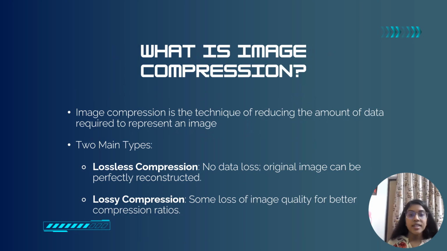Now, what is image compression? Image compression is basically reducing the amount of data which is required to store a particular image. And there are two types of image compression, lossless and lossy. In lossless image compression, no data is lost and the original image can be restored. Whereas in lossy compression, there is some loss of image quality for better compression ratios.